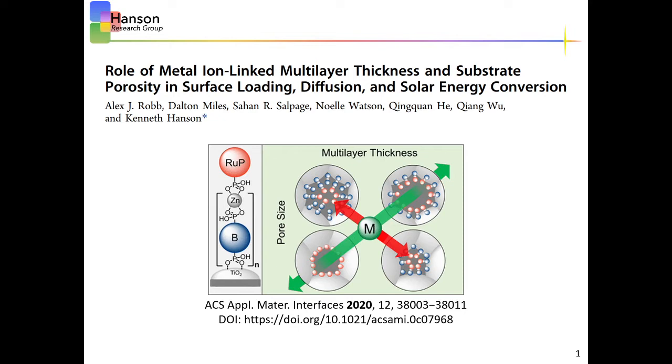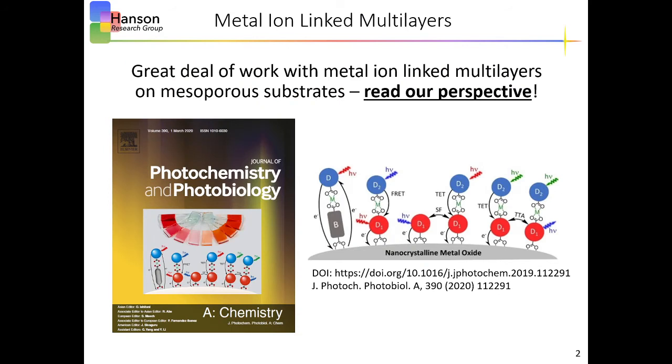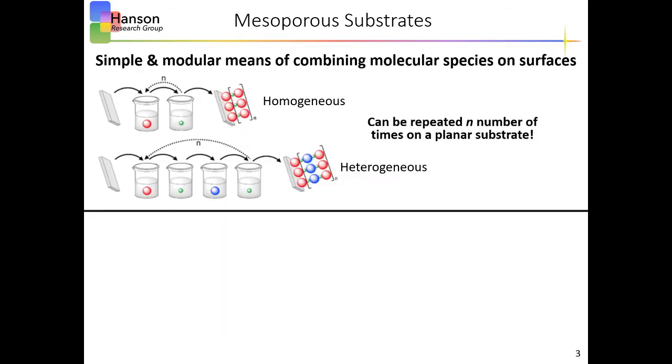To begin, our group has pursued metal ion linked multilayers for some time now, and for a more in-depth discussion of this process, I would encourage you to watch our previous video summary in which we discuss our perspective article, in which we account our work in the area of metal ion linked assemblies. But in short, metal ion linked multilayers offer an easily prepared and modular architecture for controlling energy and electron transfer events on nanoparticle metal oxide films.